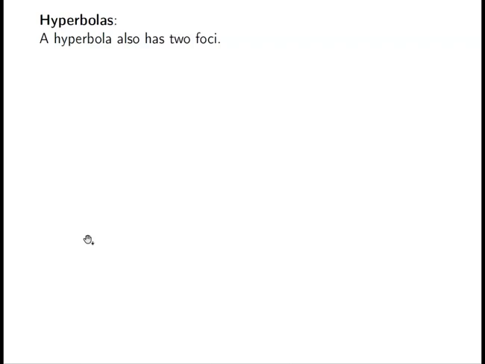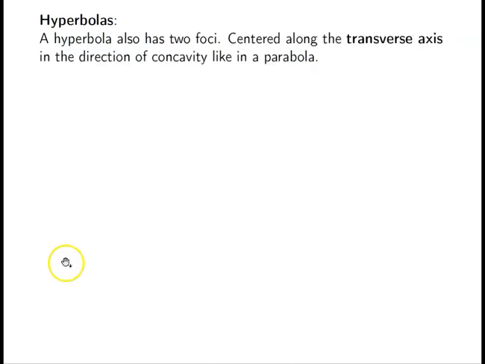A hyperbola also has two foci. These two foci are centered along what we call the transverse axis, in the direction of concavity, like in a parabola. The transverse axis is what you can think of as a line that connects the two vertices. So the two vertices of a hyperbola are connected.